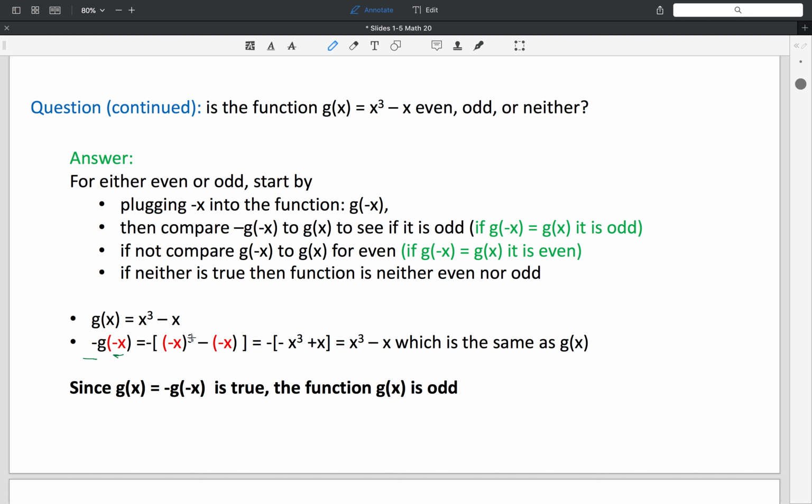The cube of a minus number is minus times minus times minus, three minuses, so we still have a minus. And then here a minus negative is going to give me a plus. I haven't applied the negative sign yet, but this is equal to this. And now I apply the minus, and I get minus x cubed minus x. And notice that's the same here. So the function is odd.